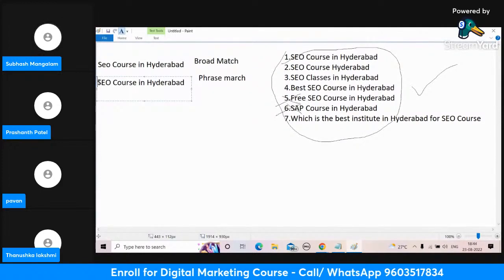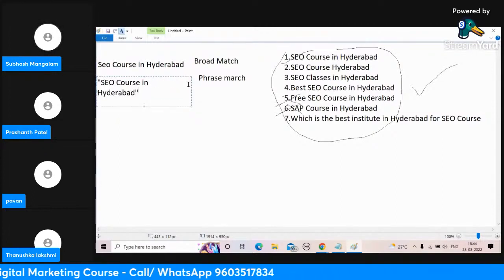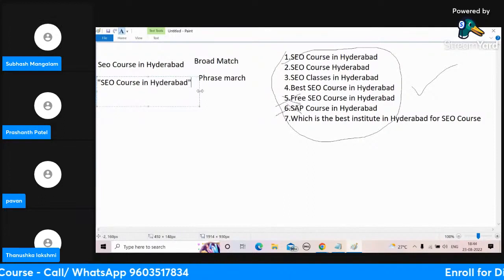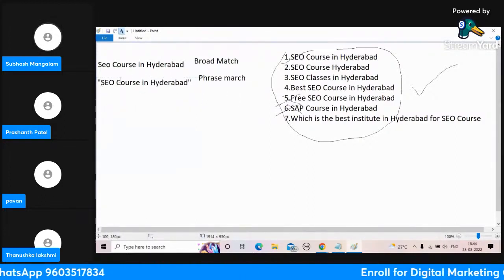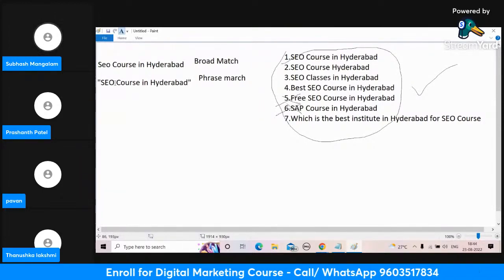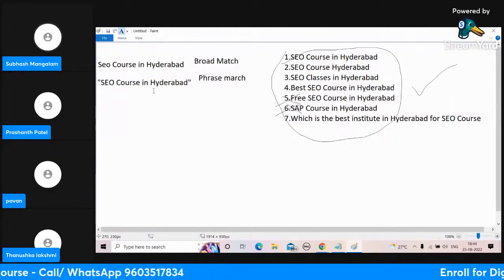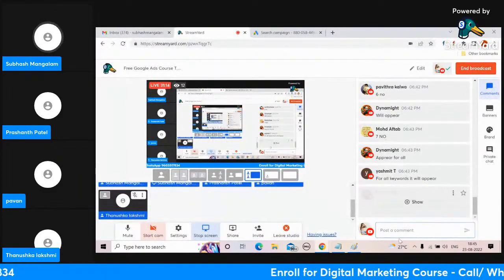SEO codes in Hyderabad. At the start and end, you have to use inverted commas like this. This will become a phrase match. It means you are clearly stressing to Google that no one should disturb this pattern. SEO codes in Hyderabad, it has to be like this only. If someone disturbs it, don't show my ad. This is phrase match. You will save a lot of money like this.